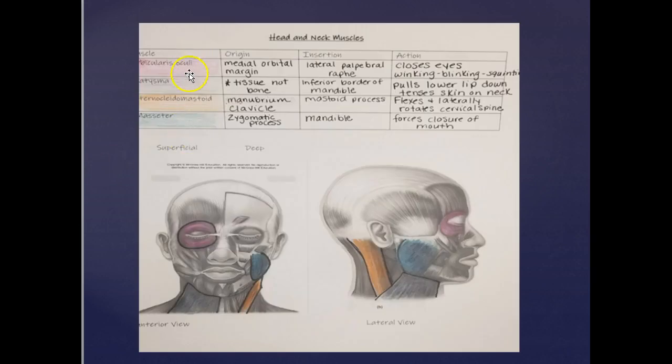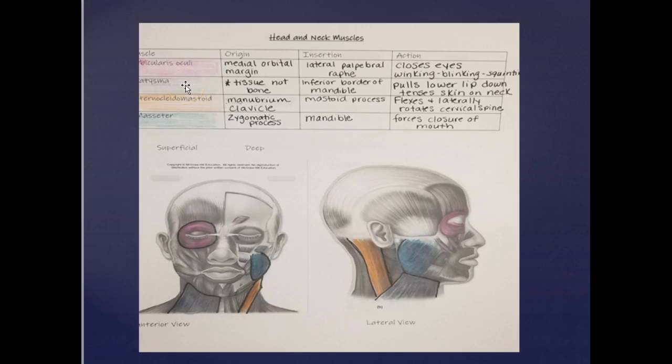So you can see here that I've colored each box to match where that muscle is. If we start with the orbicularis oculi, this is going to be the muscle around your eye, here in purple. Its origin is going to be the medial orbital margin, so inside that orbital bone there. And then the insertion, or what it's going to actually move, is the lateral palpebral raphe. The job of this muscle is to close your eyes.